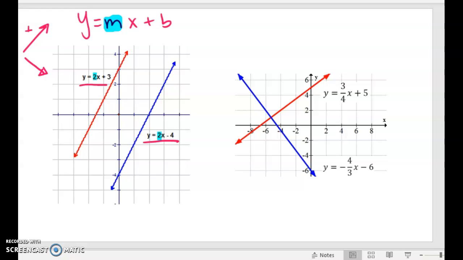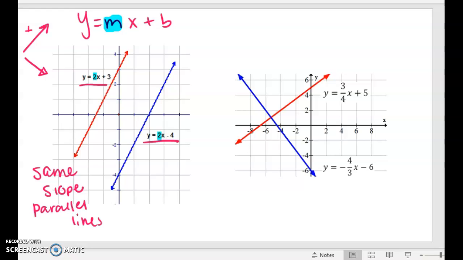So these two lines have the same slope. That means if they have the same slope, then that's one of the properties of parallel lines. So parallel lines have the same slope, which means these two numbers will be the exact same.